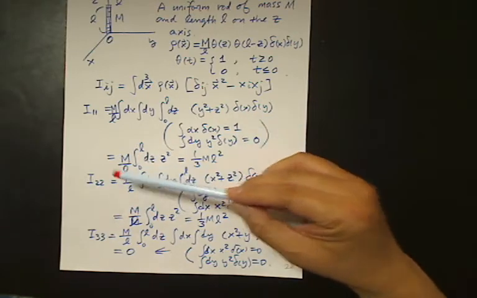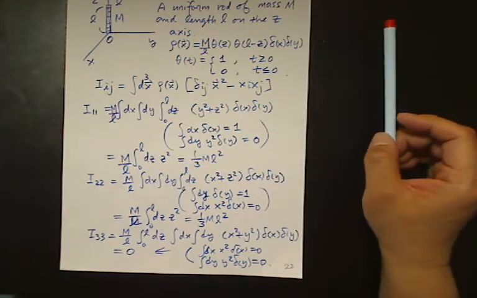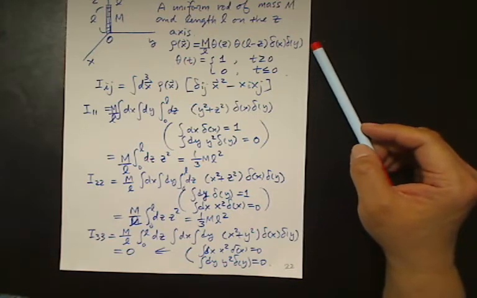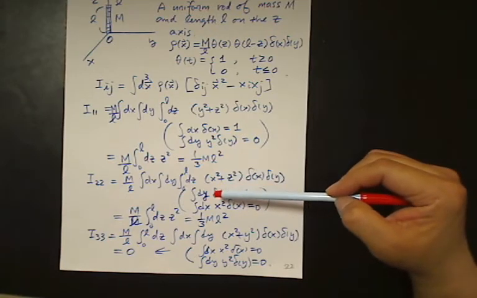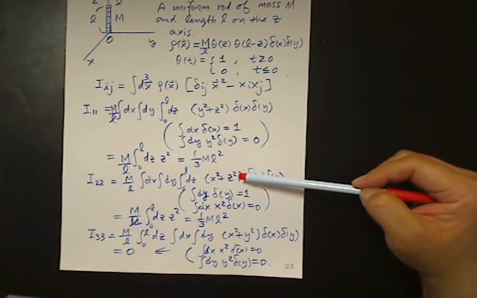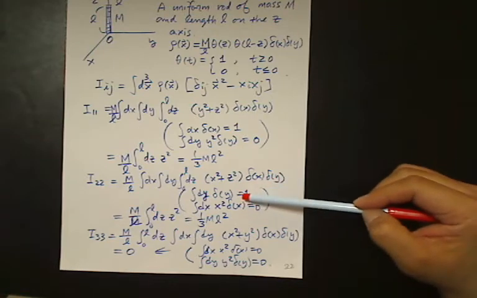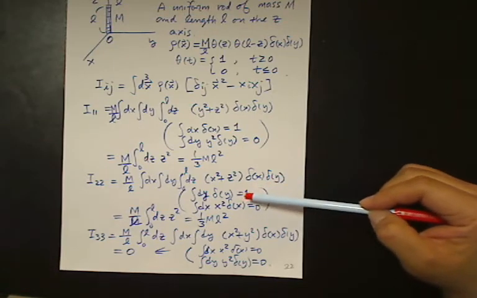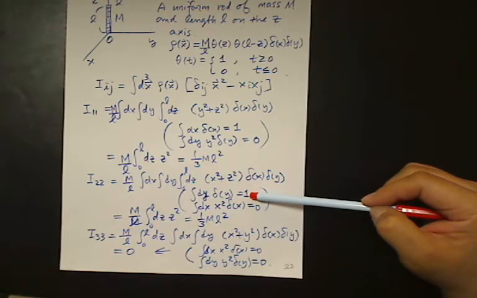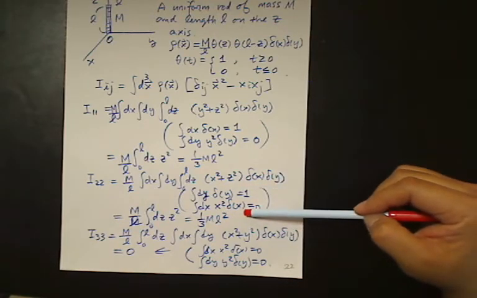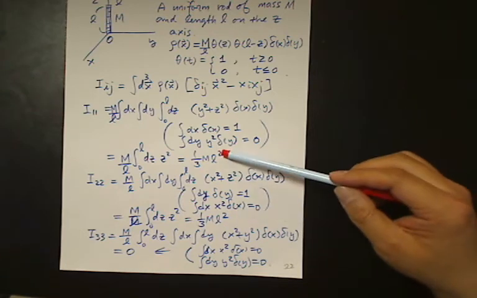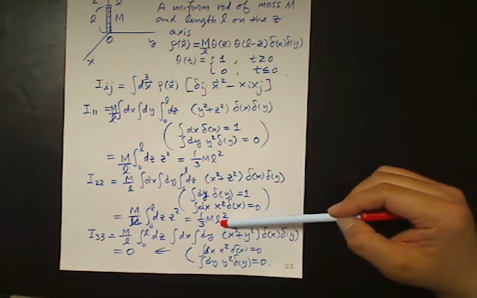What about the 2 element? The integral should be x squared plus z squared. And here, y integral doesn't change anything, but x integral kills x because of this delta function. Again, the symmetry gives this value for 2 element will be 1/3 m L squared.